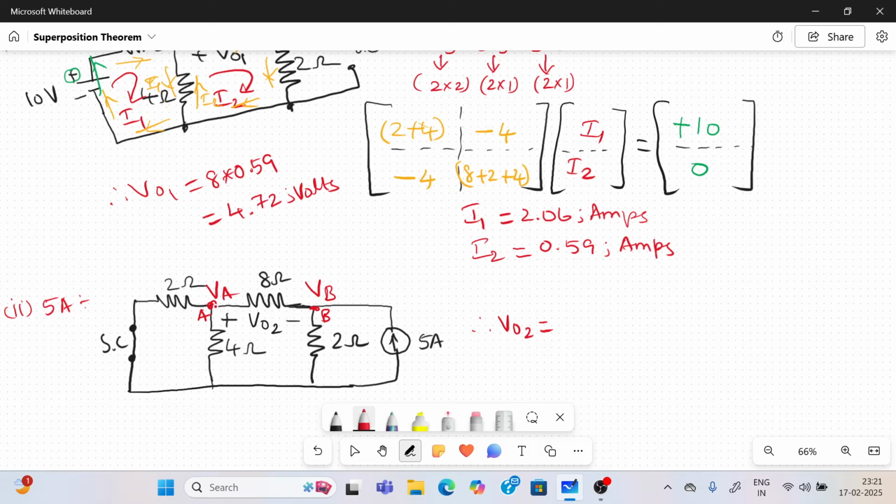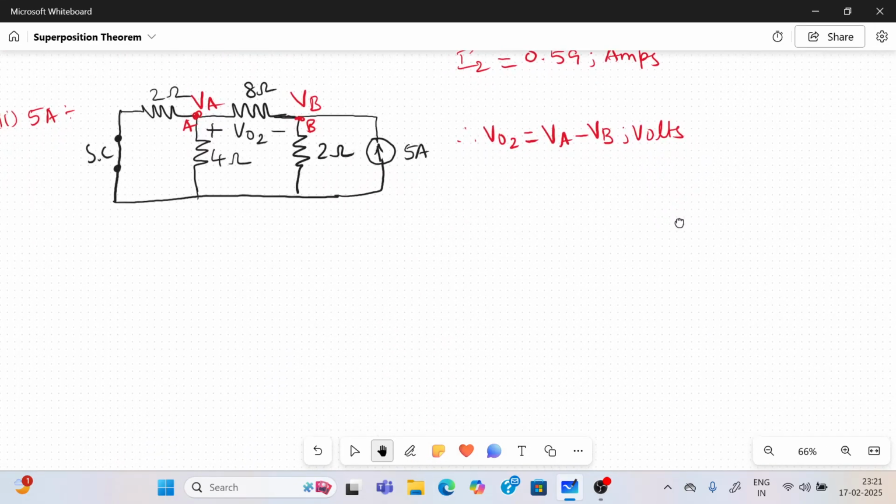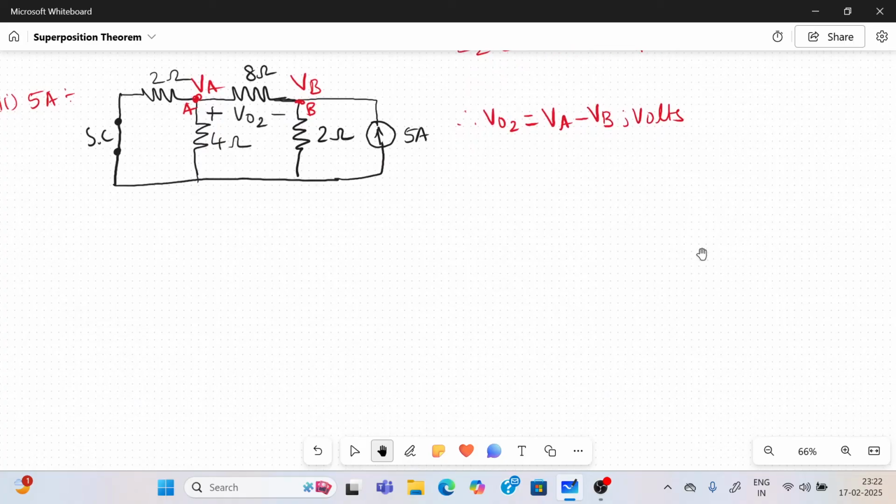What are V01 and V02? So here is V02, the potential difference between the two terminals, VA minus VB volts. This is your V02. Now we can go for finding the matrix. I will write it in matrix form. For nodal analysis, the matrix structure is 1 by R into V is equal to I.